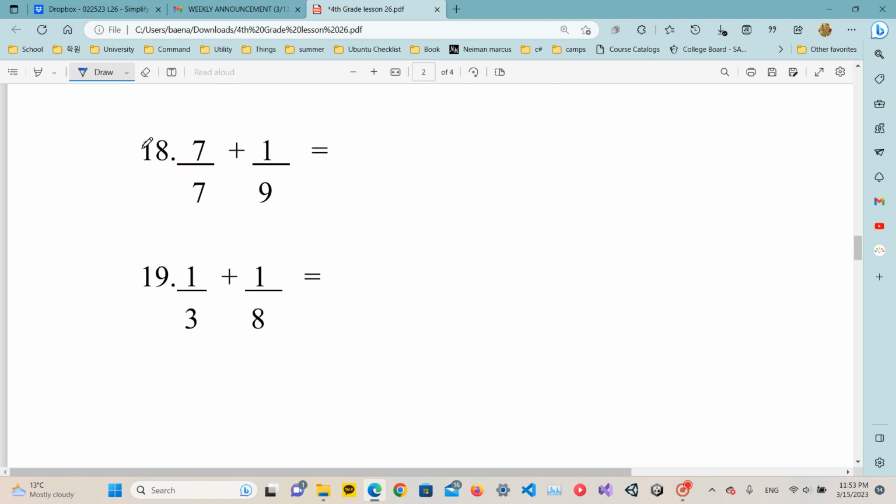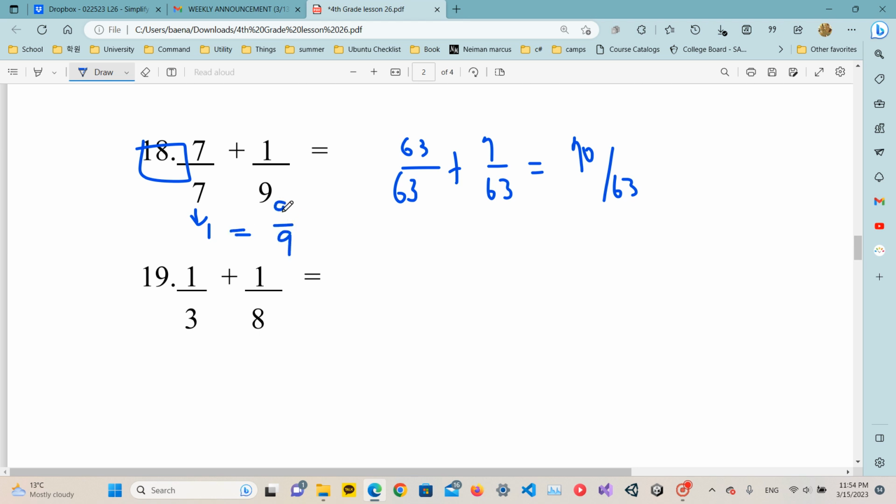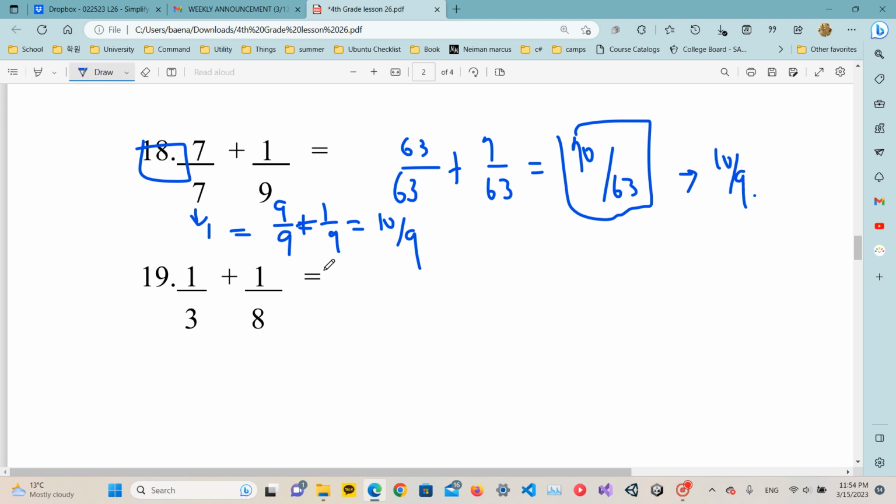Okay, 18, same thing. It'll be 63 plus 63 over 7, which is going to be 70 over 63. Or what you can do is that you know that 7 over 7 is 1, right? Then 1 is also equal to 9 over 9. So then 9 over 9 plus 1 over 9 is going to be equal to 10 over 9. And if you simplify this, it's 10 over 9, same thing.